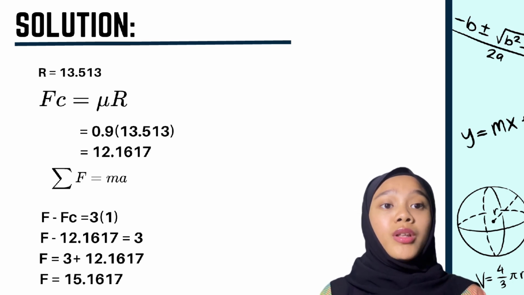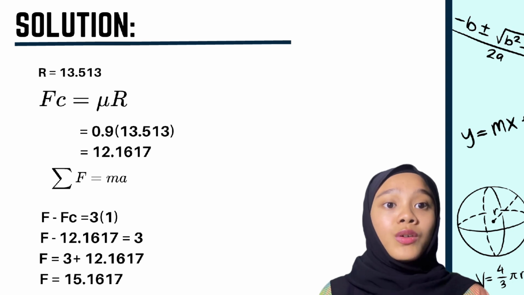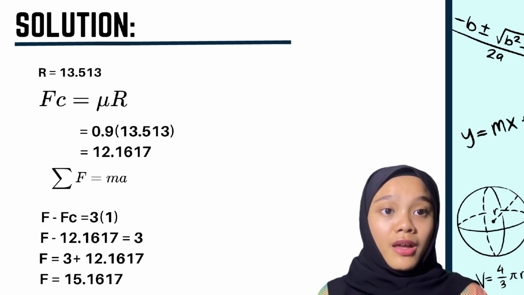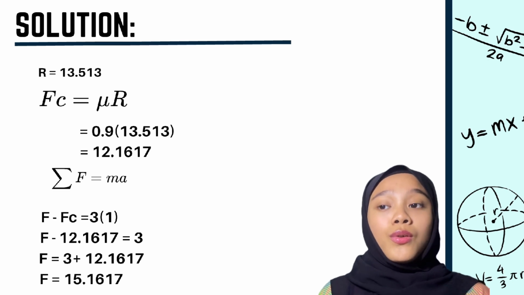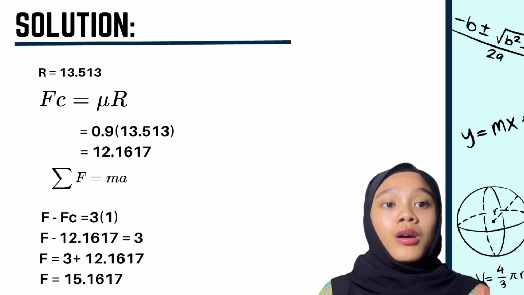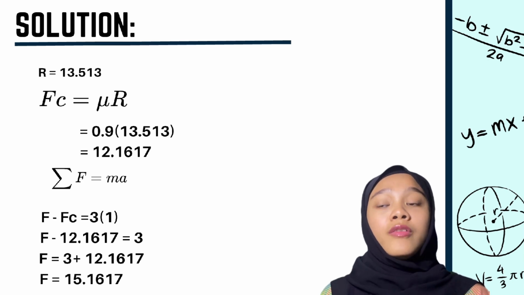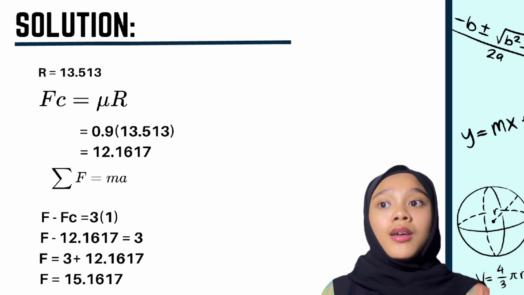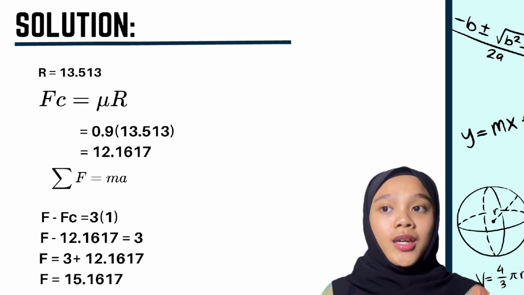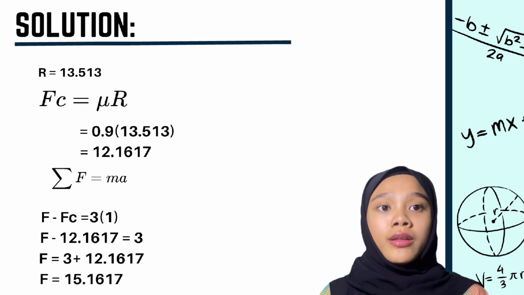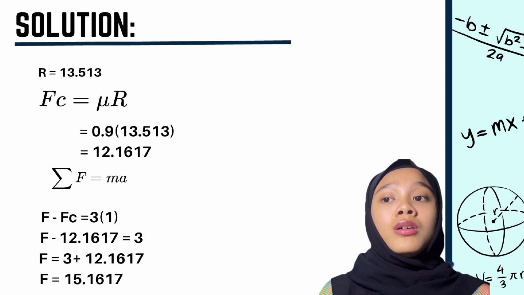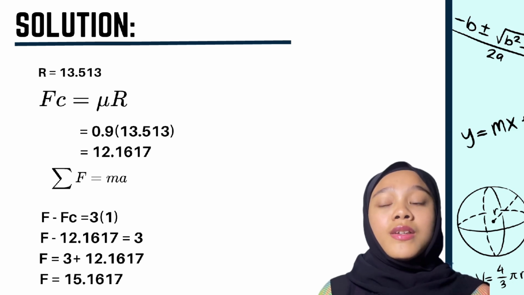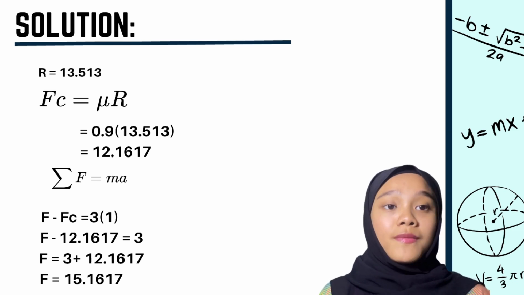So we use the formula sum F equals ma. So sum F is equal to F minus Fc. We insert all the values that we know, which is Fc is 12.1617, the mass is 3 kg, and the acceleration is 1. So we solve it, then we get F as 15.1617.